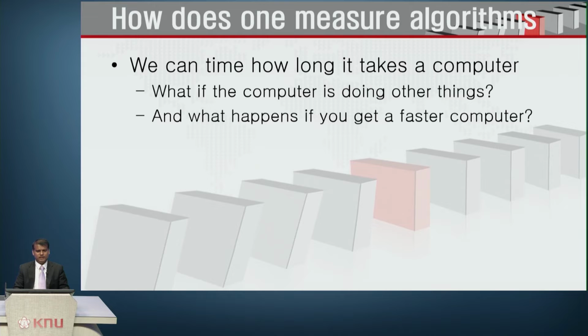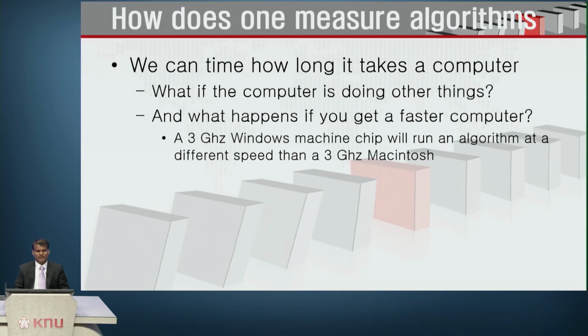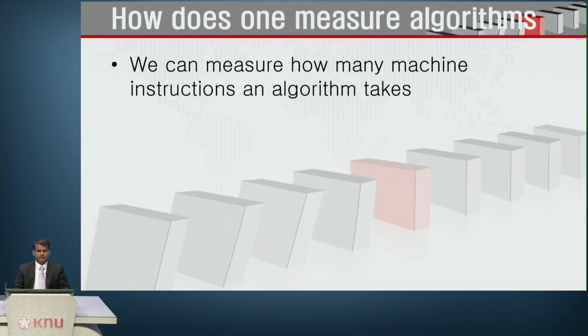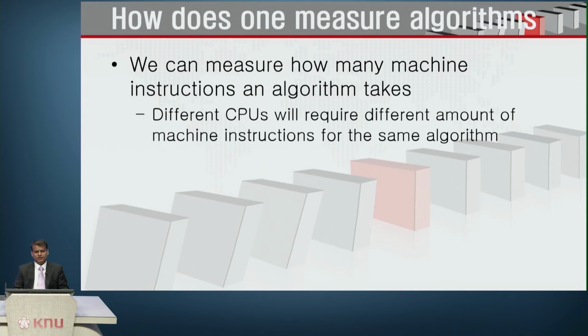So what happens if you get a faster computer? Well, we do have faster machines, but this one is not that fast. Today's computers are much faster than a 3 GHz Windows machine. Let's say you have a better machine, and let's see how long it takes to measure this kind of algorithm on such a machine. Different CPUs will require different amounts of machine instructions for the same algorithm. That's true, and that's one of the things people have to note.